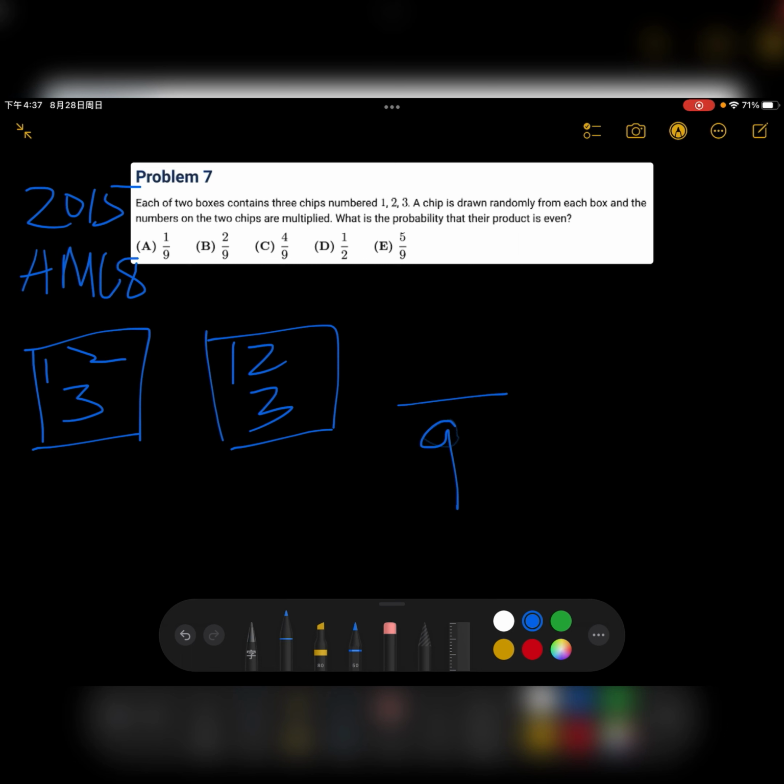And then we're finding what the probability is that their product is even. So starting with 1, 1 times 1 is not even, 1 times 2 is. For 2, all of them work. And then for 3, only 2 works. Counting up those possibilities, we have 5 total possibilities, 5 over 9, which is E.